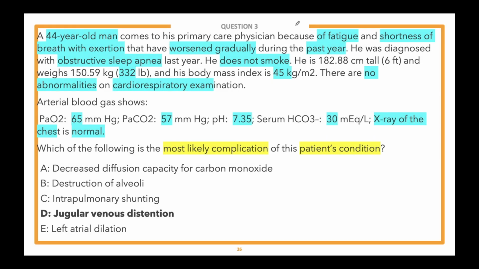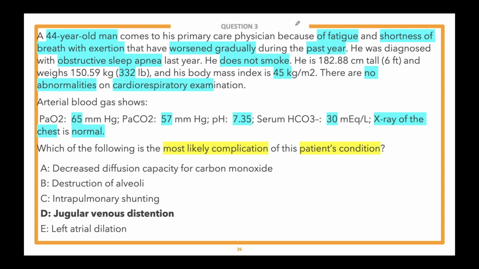Thank you, Sean. Yes, definitely a tough question. Let's take a look at what's going on in this patient. We know he has obstructive sleep apnea, which he was diagnosed with last year. His BMI is pretty high, it's 45, much greater than 30. His CO2 is much greater than 45, so we know that's elevated. We also know he doesn't really have any other reasons to have issues with respiration. He doesn't smoke, and his cardiorespiratory exam is normal, so he probably doesn't have COPD or asthma.